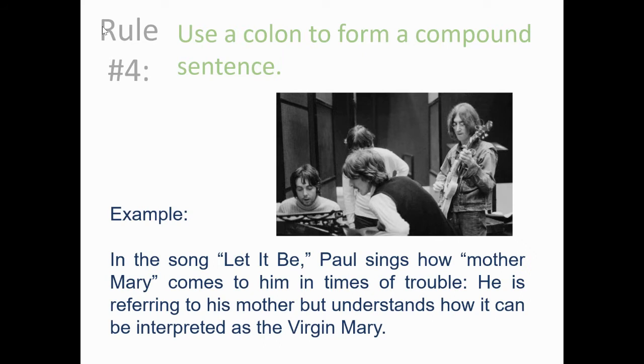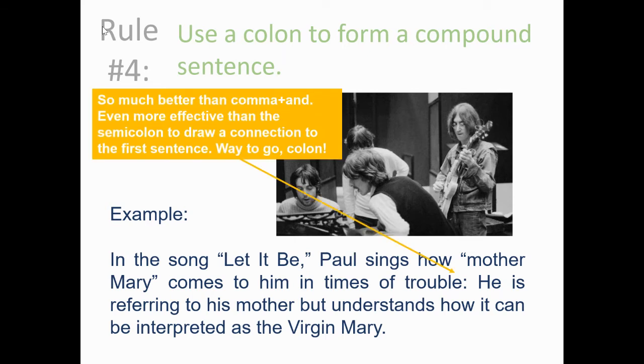So here's an example. In the song Let It Be, Paul sings how Mother Mary comes to him in times of trouble. Colon. He's referring to his mother, but understands how it can be interpreted as the Virgin Mary. So this is so much better than a comma and. It'd be silly to say comma and he's referring to his mother. No, it's even more effective than the semicolon, because the semicolon once again kind of means the word and. The colon is a way of drawing a connection from the first sentence directly into the second. So way to go, colon. I like that.